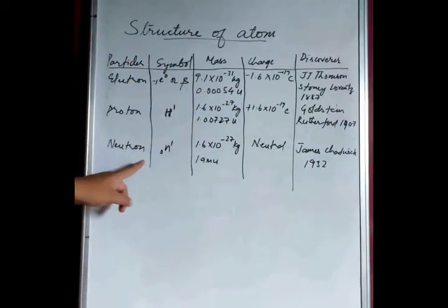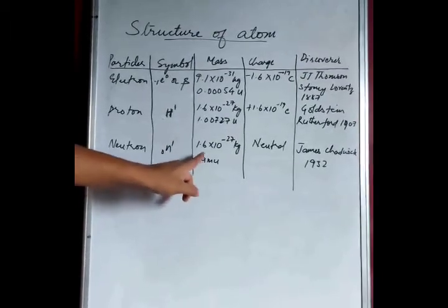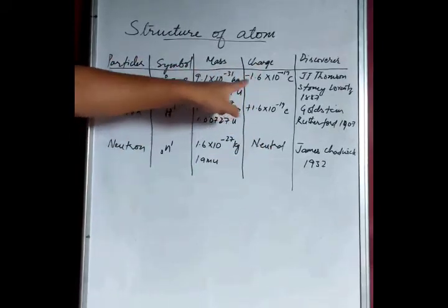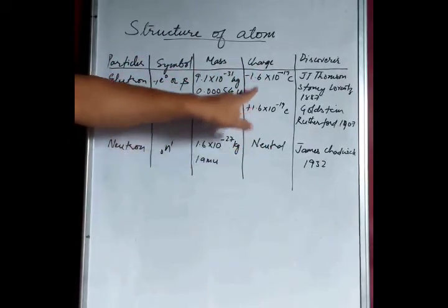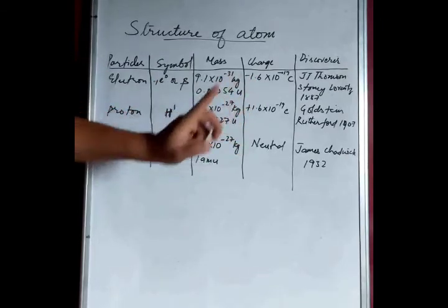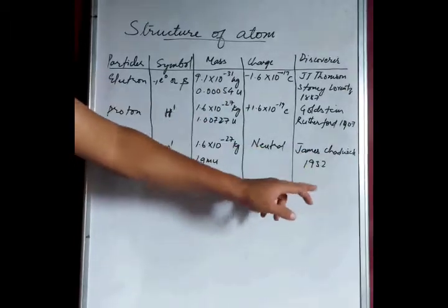And then the neutron, the symbol is N, with 1 and 0. It's neutral in charge. The charge of an electron and a proton is almost similar: the electron is negatively charged, the proton is positively charged, but the neutron has neutral charge. It was discovered by James Chadwick, 1932.